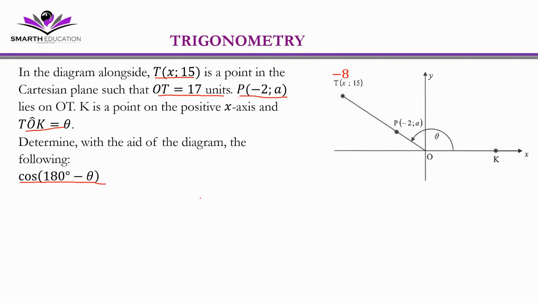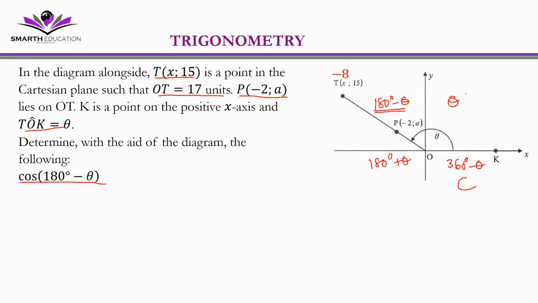So where do we find this angle? We find it in the second quadrant. So 180 degrees minus theta is in the second quadrant, 180 degrees plus theta is in the third quadrant, and 360 degrees minus theta is in the fourth quadrant. So we're talking about the second quadrant here.